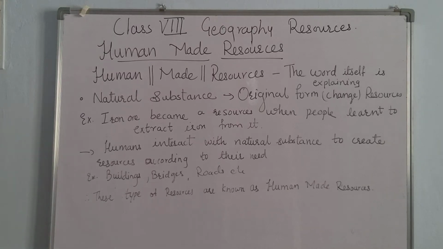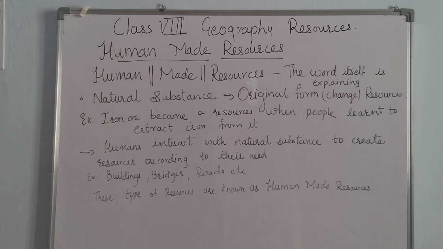Earlier we classified the resources into three types. First is natural resource, then human made resource, then third is human resource. We already discussed natural resource. Now next is human made resource. What is meant by human made resource?